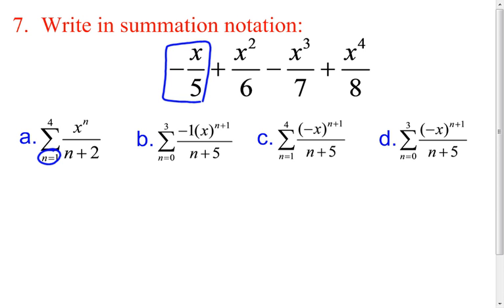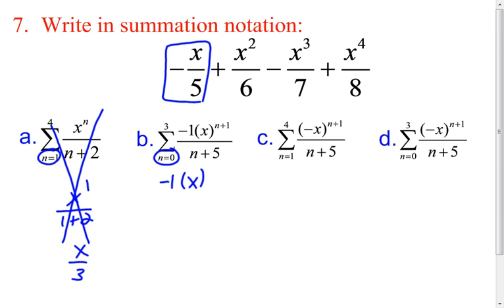So let's check this out. If I go x to the 1 over 1 plus 2, that gives me x over 3. That does not give me negative x to the 5th, which I should get when my first term, so I know that that's not it. Then I'll go over here, and I'm going to, again, plug in this first number and see if I get the first term. So is negative 1 times x, notice you have to plug it in for n, not for x, to the 0 plus 1 over 0 plus 5. Does that generate it? So I have negative 1 times x to the 1 over 5. That gives me it.